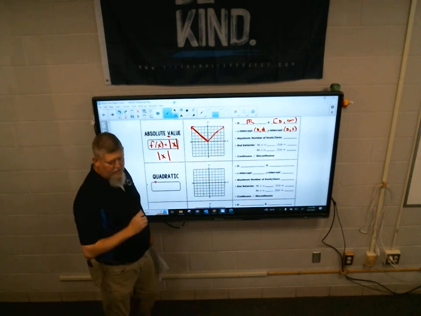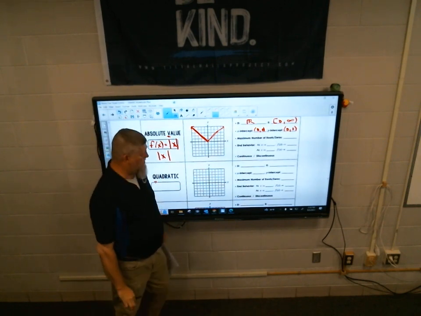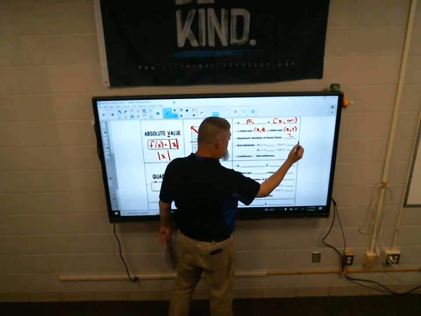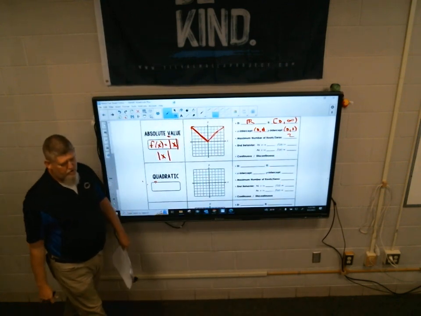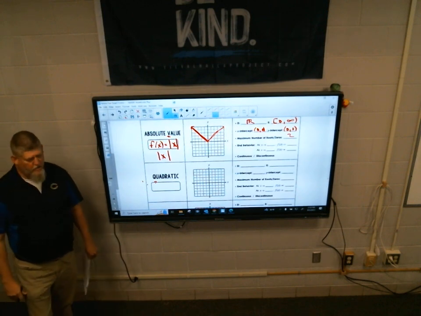Could I ever get it to cross three times? Yes, absolutely. How? Technically, the maximum is 2. The most you can do is get 2 out of it.